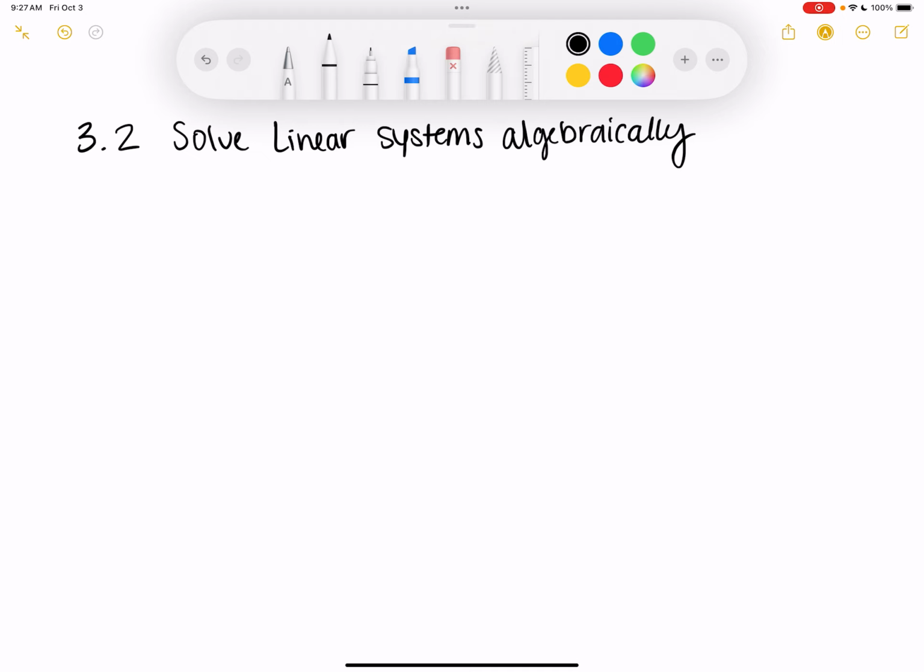So, substitution, we'll start with number 4. 3x plus y equals 16, and 2x minus 3y equals negative 4.